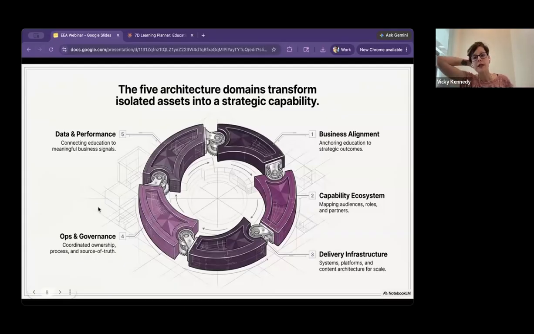The third pillar is your delivery infrastructure. So this, of course, is systems, platforms, and any of the architecture to deliver your education.